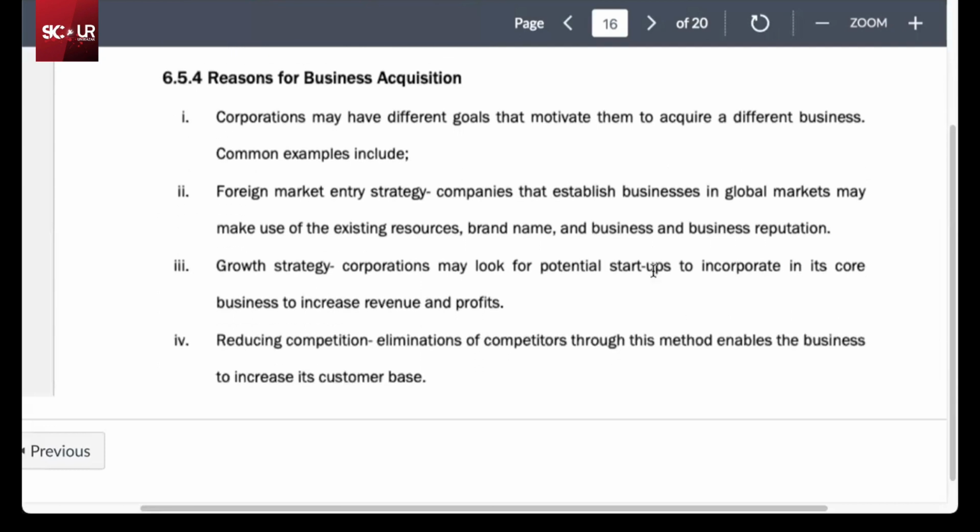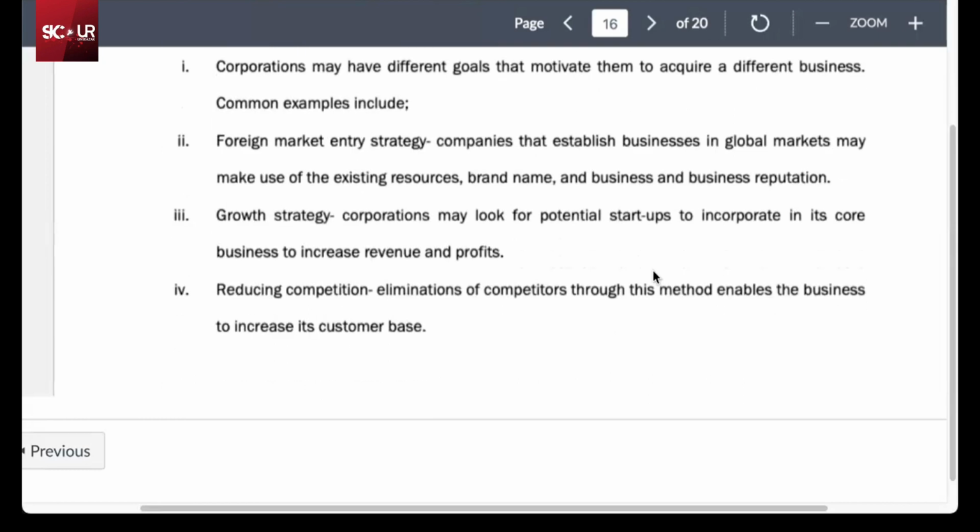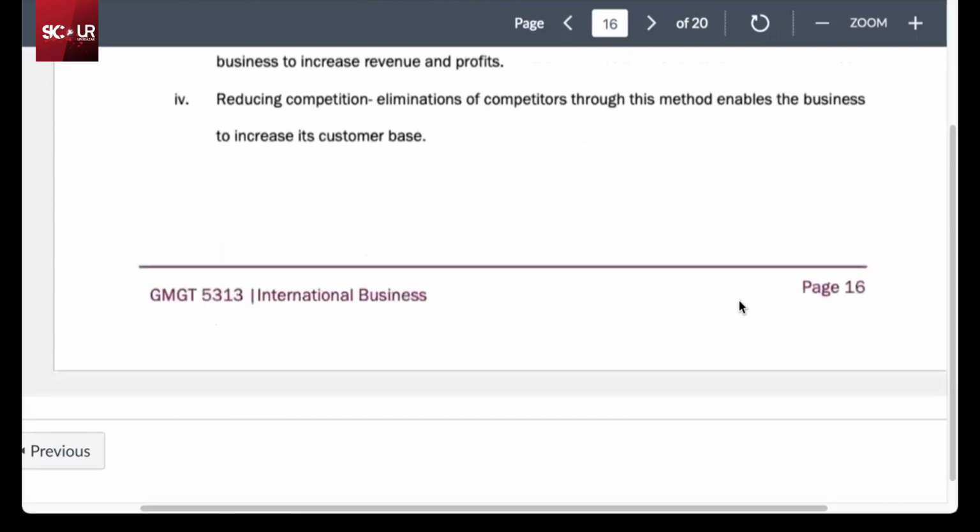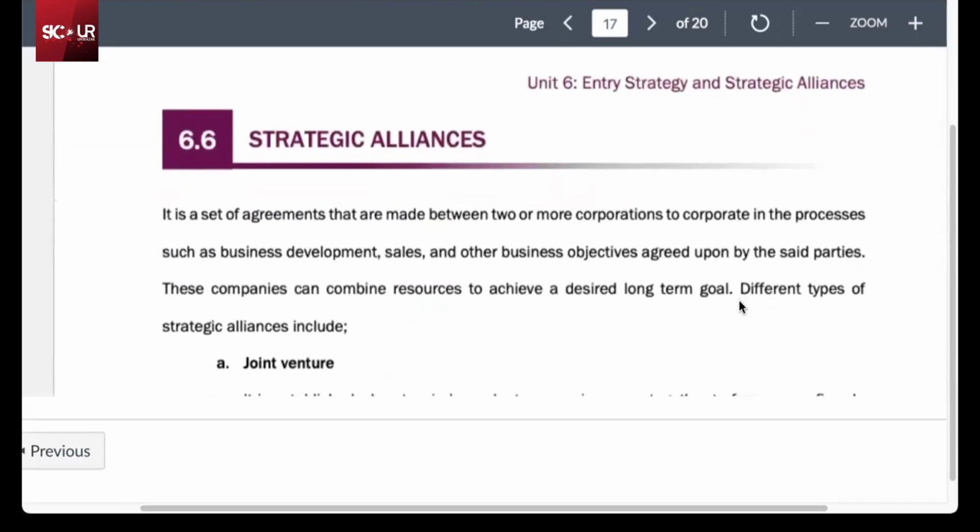Another example is growth strategy. Corporations try to take a look at potential startups to incorporate into their business, to increase revenue. To reduce competition, competitors will be eliminated through this method, and it enables business to increase customer base, and then definitely place themselves in the market share.